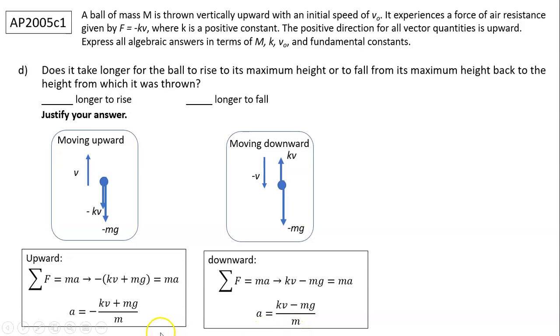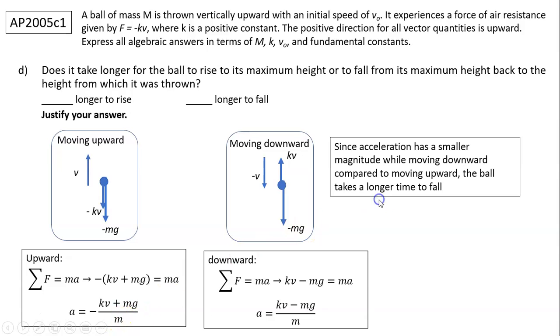As you can see, the magnitude of a is bigger while it moves upward. The acceleration has a smaller magnitude while moving downward compared to moving upward, because it is the difference between the two forces. While moving upward, the two forces are in the same direction. Since acceleration is smaller while moving downward, it is going to take longer for the ball to fall.